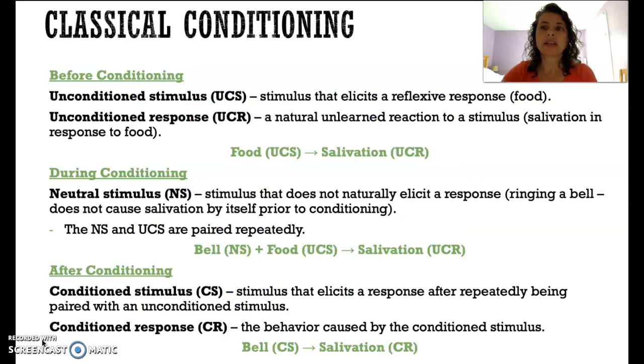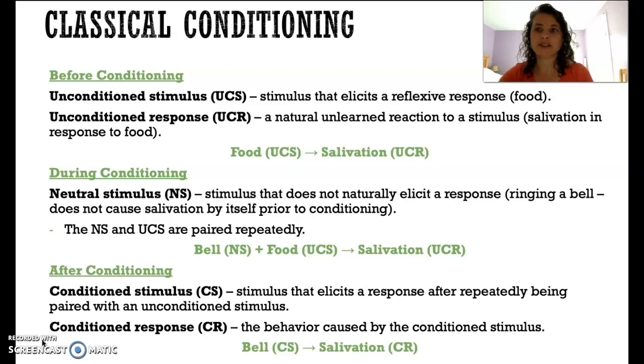Here's the process of classical conditioning. Before the conditioning, there is a stimulus that naturally produces a response, usually a reflexive response. In Pavlov's experiment, the stimulus is food and the response is salivating. The food is an unconditioned stimulus because it naturally leads to the response, which is salivating. The response to the unconditioned stimulus is called the unconditioned response.